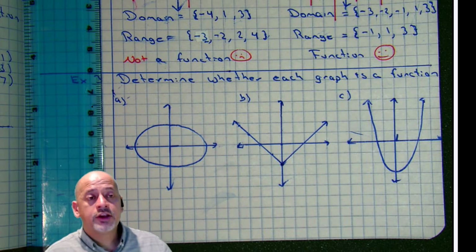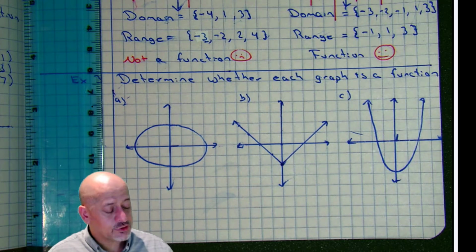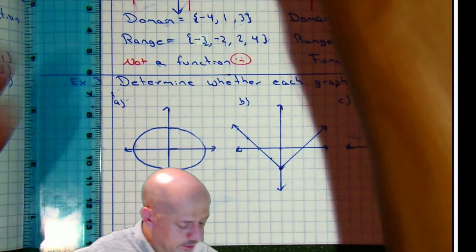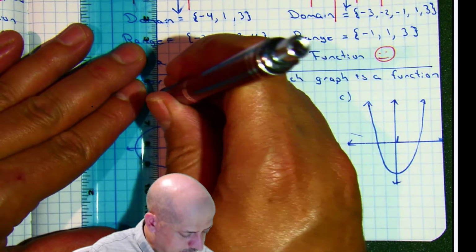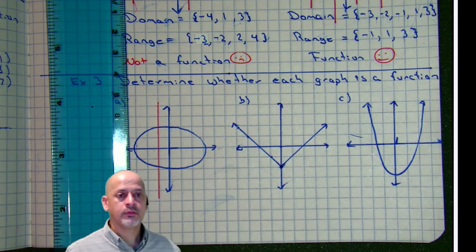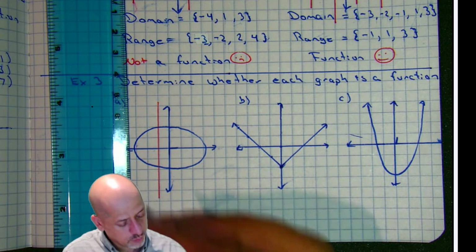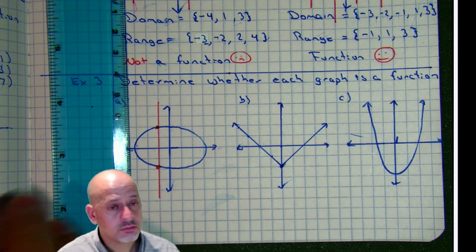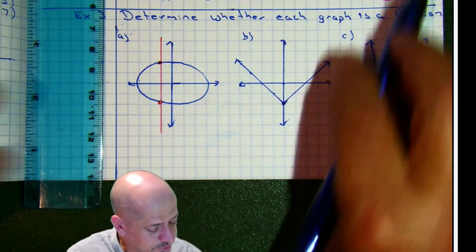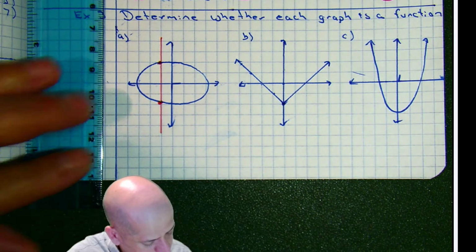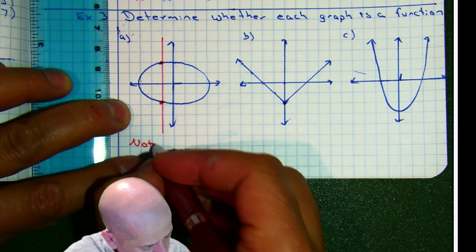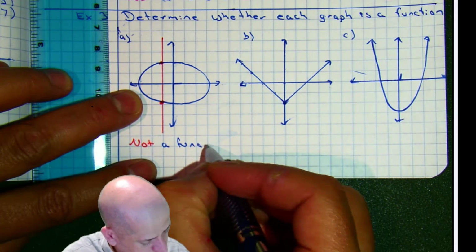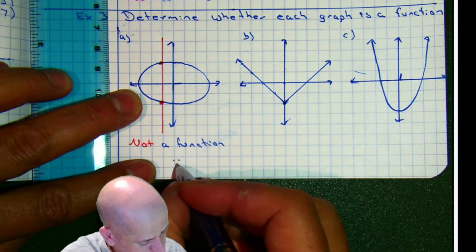And now I need to determine whether those are functions or not. So first, if I make a vertical line, how many times does it cross? Twice. Once here and once here. So can that be a function? No. So not a function. Sad face.